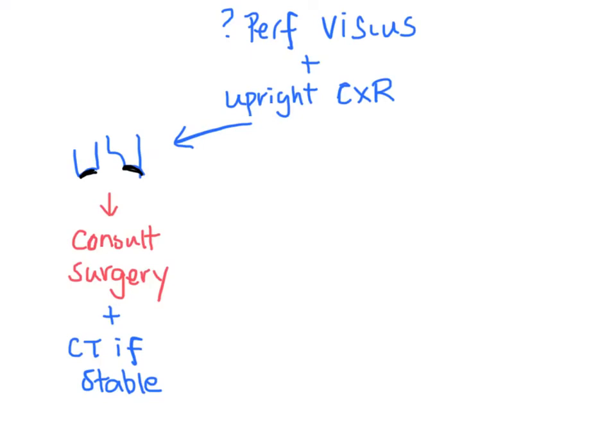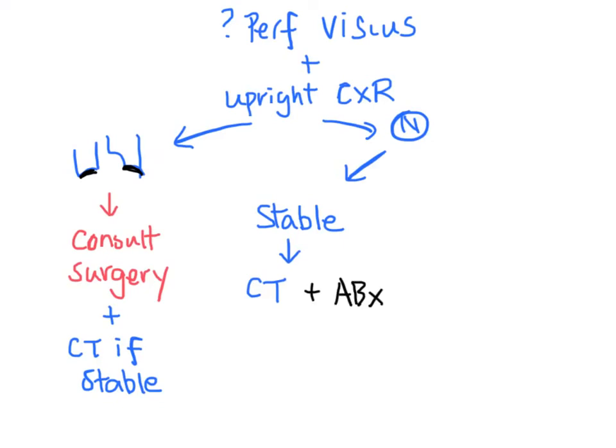What if the upright chest X-ray is normal? That depends on what the patient looks like. If the patient is stable, you can organize a CT scan. You may also decide to treat the patient with antibiotics at this point. And you can wait for the results of the CT scan.